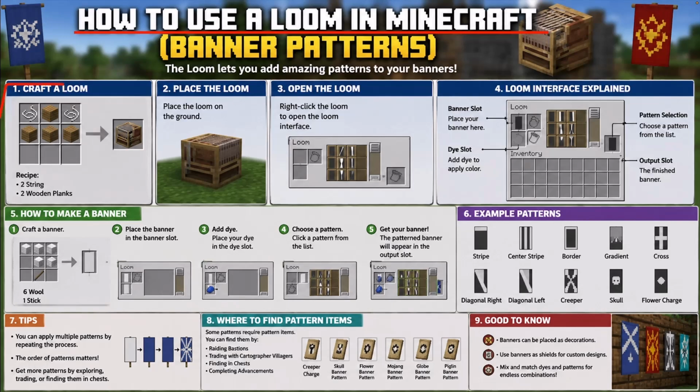In order to go ahead and craft a loom, here is going to be the recipe. Put 4 of your planks, just like that, and then put 2 strings in order to go ahead and create your loom. Then you can simply go ahead and place your loom on the ground and then right click to open the interface of your loom.